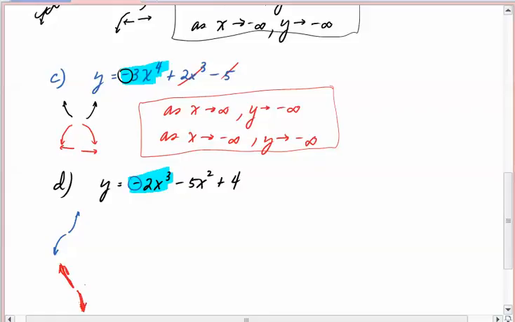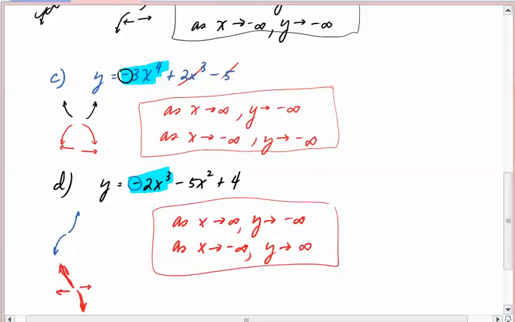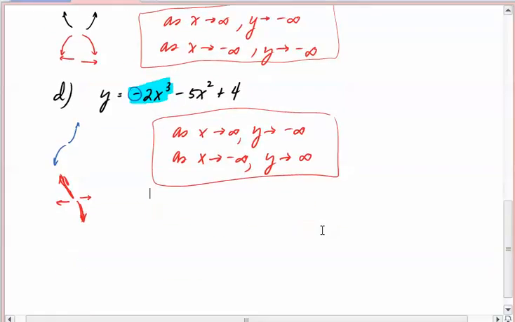All right, so what happens? As x approaches infinity, what's the height do? It's going down. But as x approaches negative infinity, as we go this way, what's the height of the graph doing? Y is approaching infinity, and there you go. All right, there's the end behavior information.